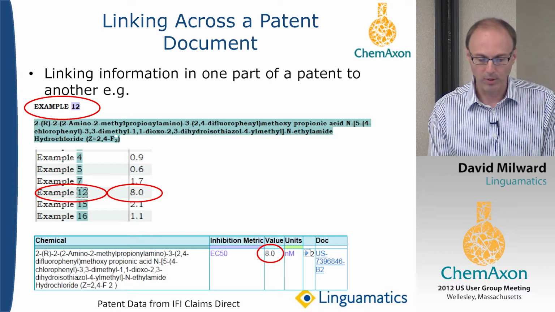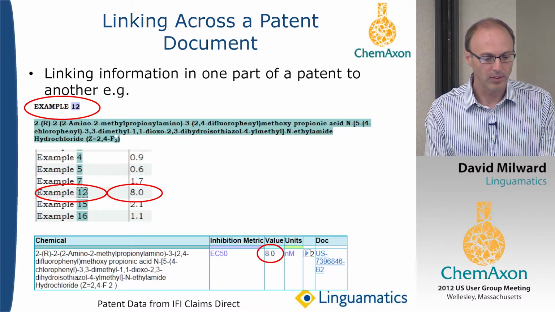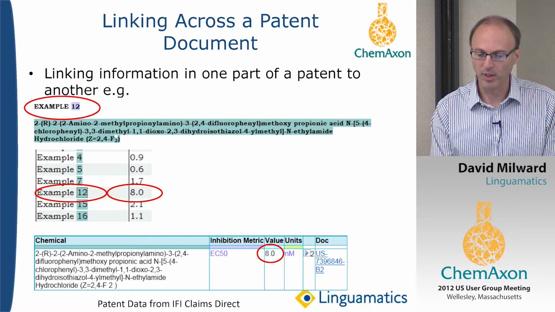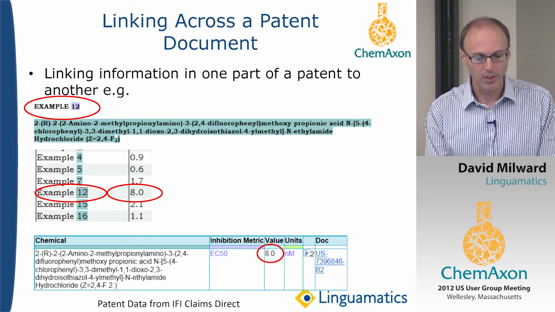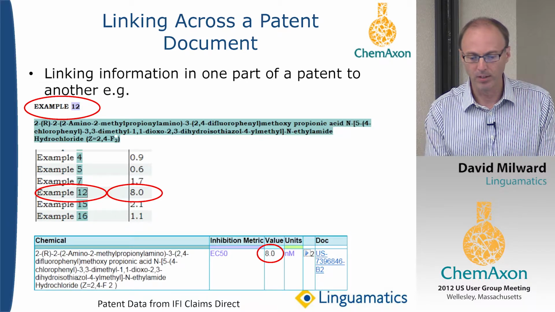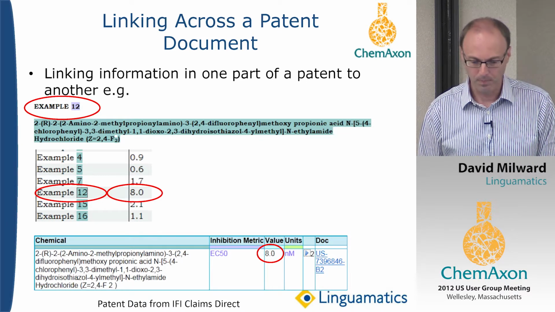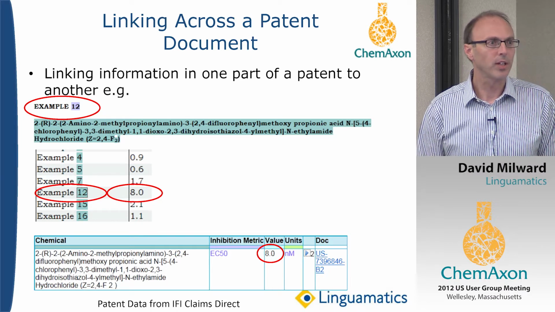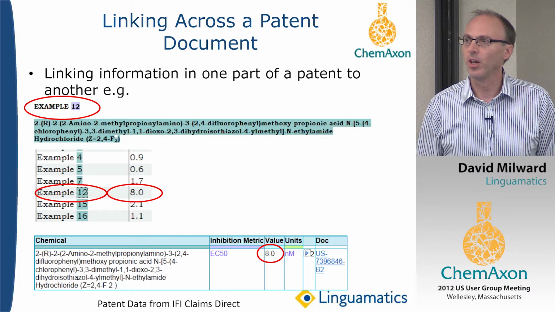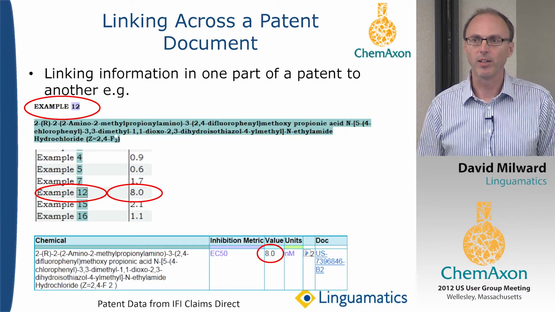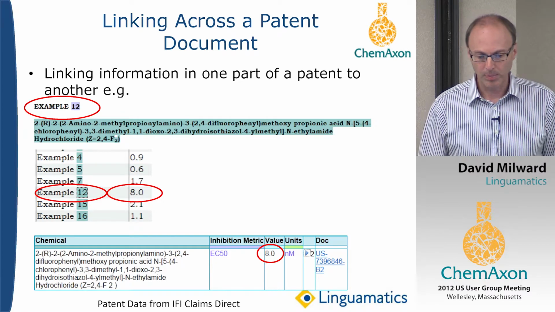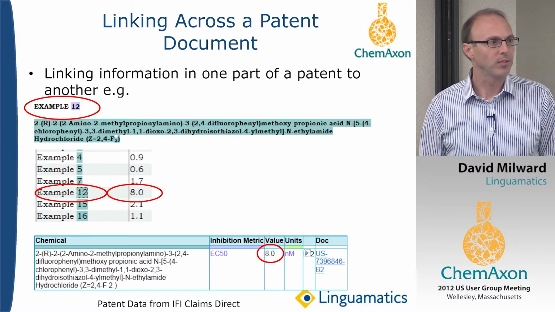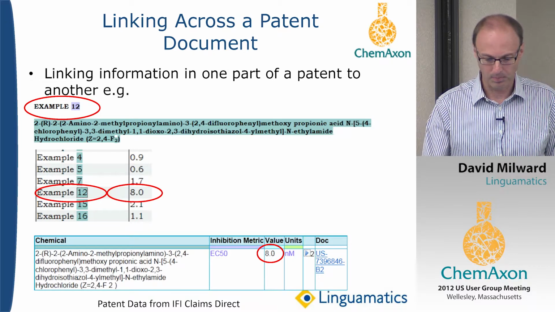We found out what chemical is being mentioned. Then we found a table later on which says example 12 has an EC50 value of 8. And we can link the two together and create a new table which actually has the compound name in it as well as the EC50 value. So that's useful as generally in patent documents, a lot of the interesting information is spread across the document. And you often want to limit yourself to particular compounds where you have some exemplified values.